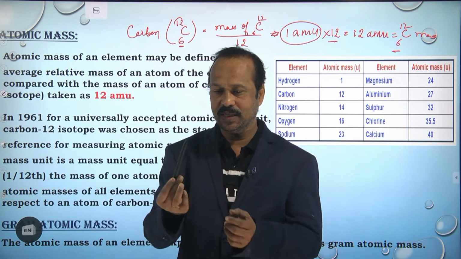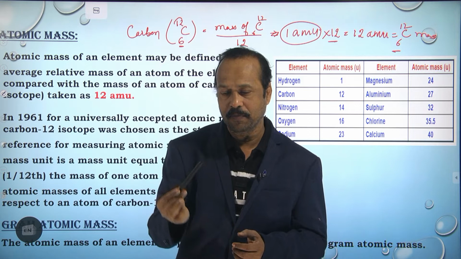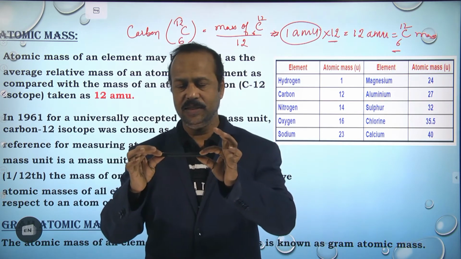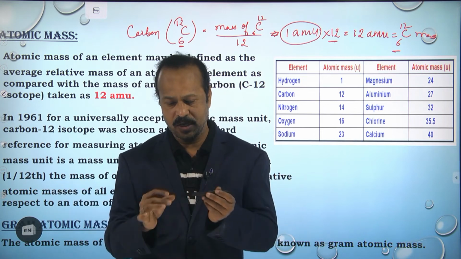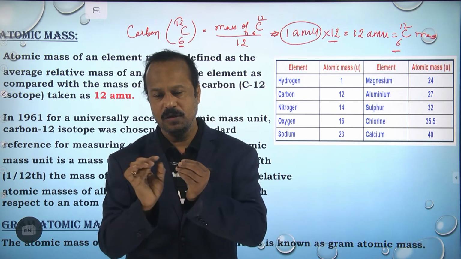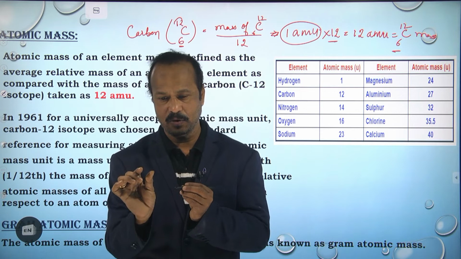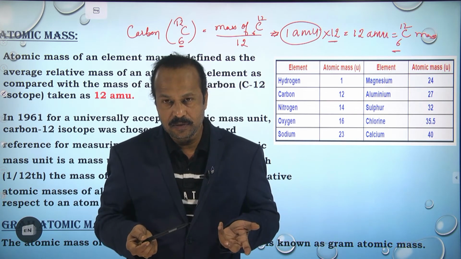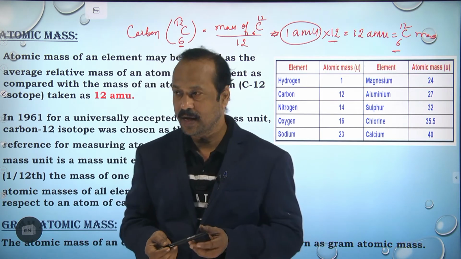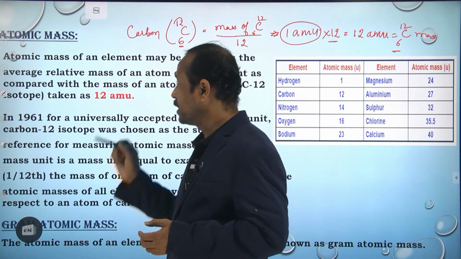For example, you think this pen is there. Suppose this pen is 12 kgs. What am I doing? I am breaking it into 12 equal parts. Now each part becomes how much? 1 AMU. Again, if I join them, what will I get? The total mass of this pen, yes or no? Right, similar to that. So this is a very important one.